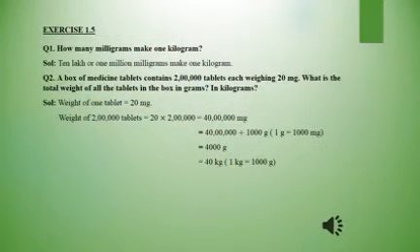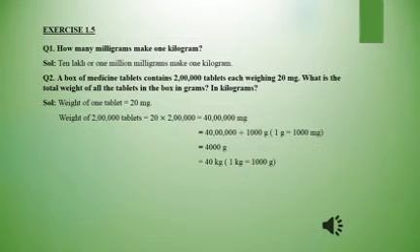So starting with exercise 1.5, question number 1: how many milligrams make 1 kilogram? We just have to make use of two relations, that is 1 kg is equal to 1000 grams and 1 gram is equal to 1000 milligrams. Use both these relations and we will find that 10 lakh or 1 million milligrams make 1 kilogram.